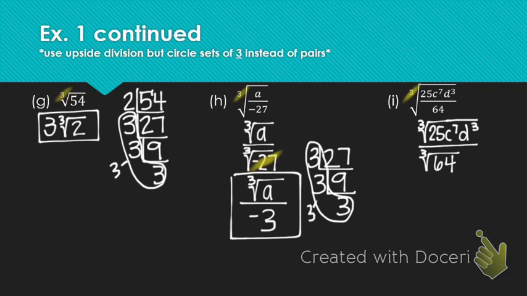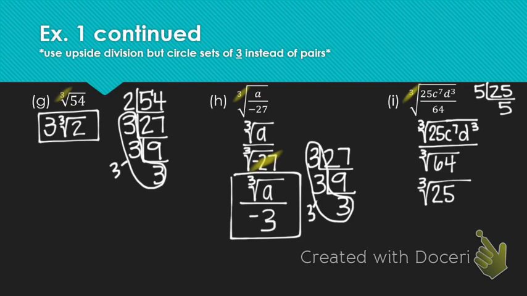Now let's start with the 25. Is 25 a perfect cubed root? No. And is 25 going to have any sets of 3? You're like, I don't know. Okay, great. Then go up to the side and let's do upside down division. 5 goes into 25 5 times. Do you have a set of 3? No. So the cubed root of 25 cannot be simplified. So go ahead and just put the cubed root of and put 25 back under the radical.